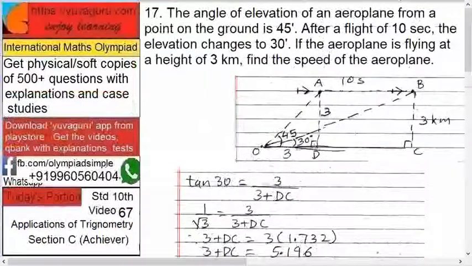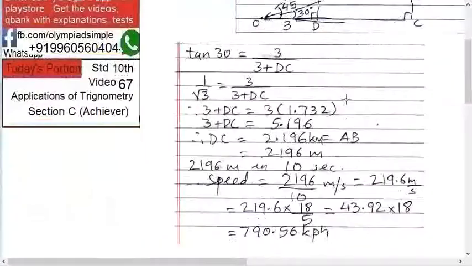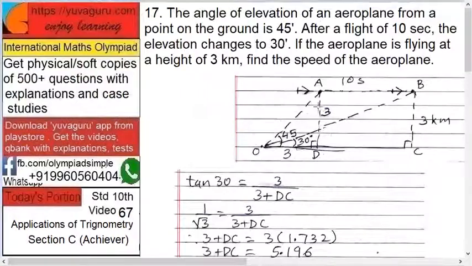Now this DC and AB are same, right? Because it's a rectangle. Now this is 2.196. This is AB. So this much, or we'll convert it into meters. 2196 meters, into 1000, right? So 2196 meters the plane travels in 10 seconds, right? This much distance it travels in 10 seconds.